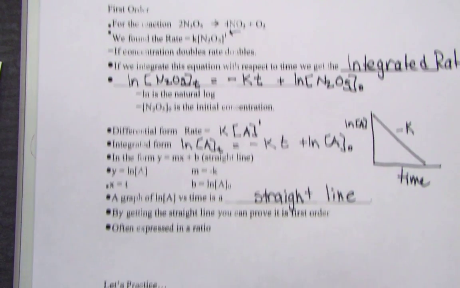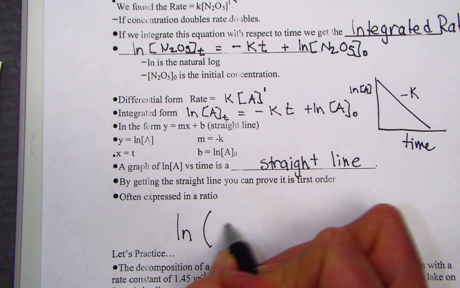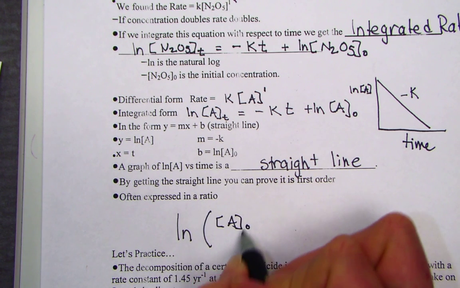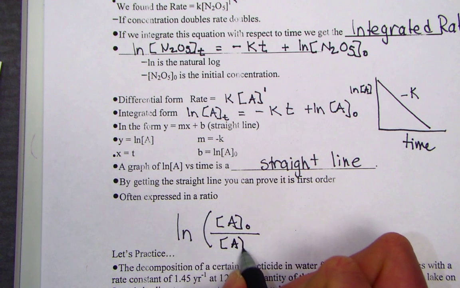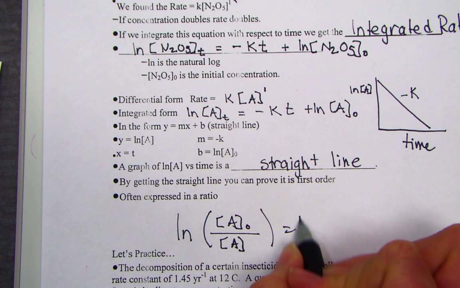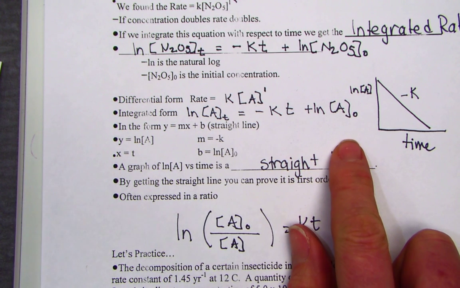Some people will express this reaction in terms of a ratio. The natural log of the ratio, considering the original concentration of that reactant over the concentration over a course of time, equals KT. I don't tend to use this equation, I just wanted to show it to you. I find the one that's more useful is the straight line, y equals mx plus b format.